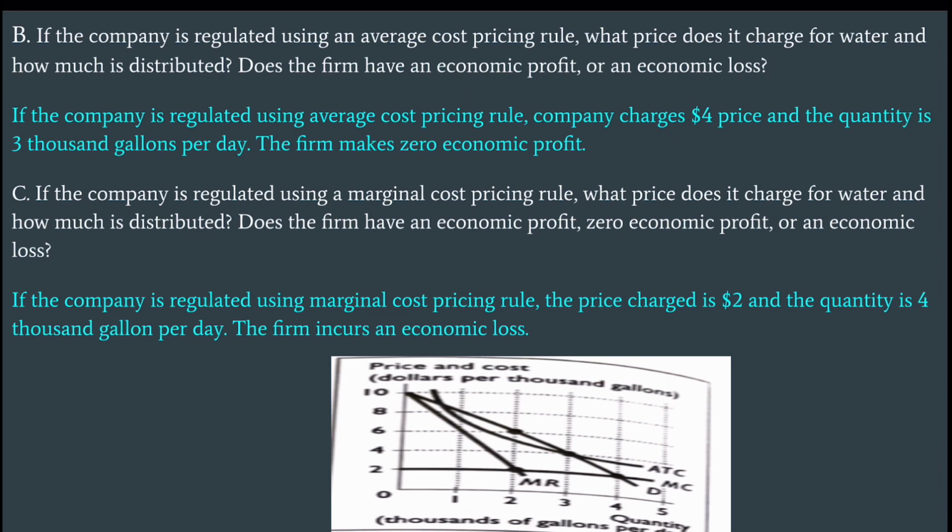If the company is regulated using the marginal cost pricing rule, what price does it charge for water and how much is distributed? Does the firm have an economic profit, zero economic profit, or an economic loss? If the company is regulated using the marginal cost pricing rule, the price charged is $2 and the quantity is 4,000 gallons per day. The firm incurs an economic loss.